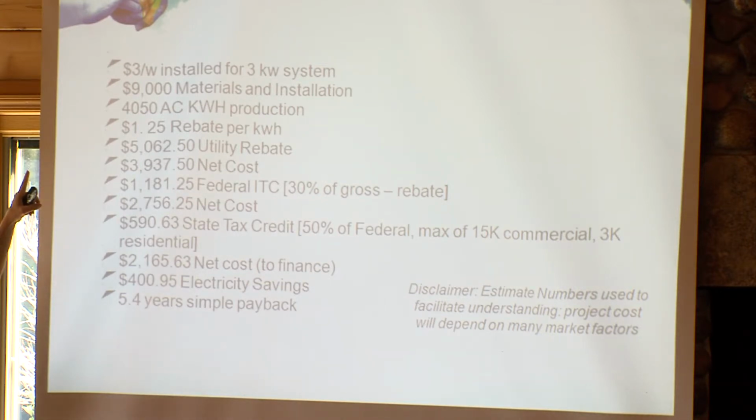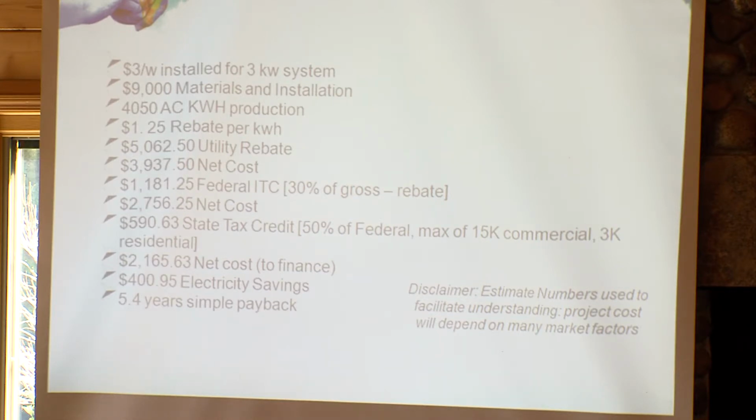But $3 per watt installed for, let's just say, a 3 kilowatt system. That's a nice little residential size system. We have a 1 kilowatt right outside of the solar traveler. So imagine when you go to see that, that's going to be 3 times these 4 solar panels. So $3 per watt installed, that's $9,000 out of pocket for material and installation. You're producing 4,000 AC kilowatt hours of electricity.